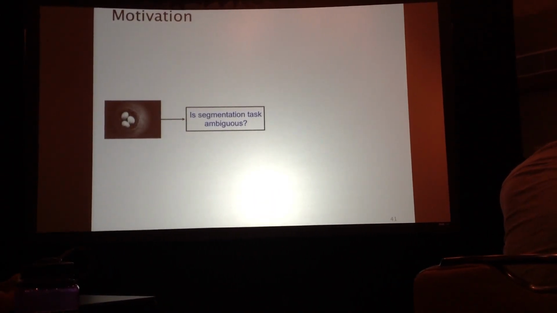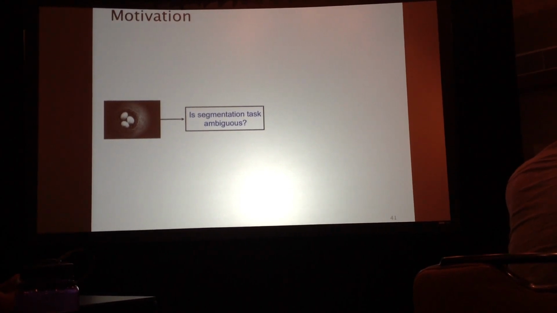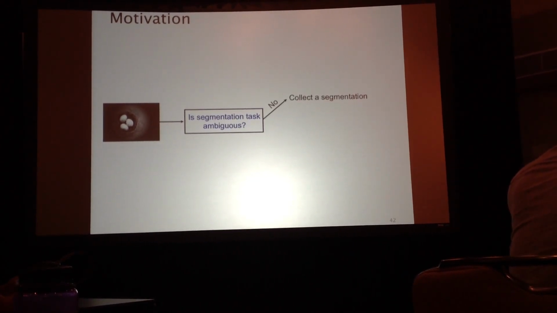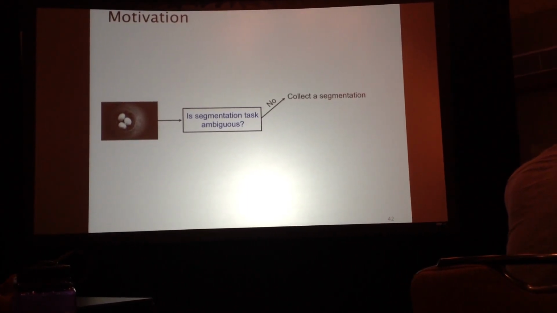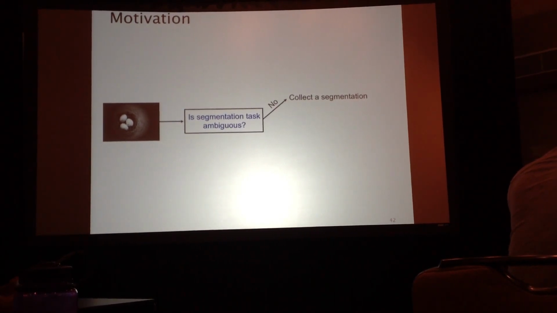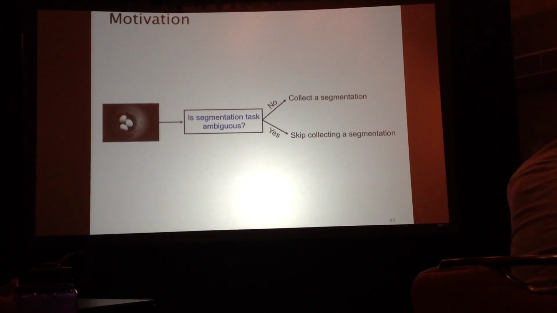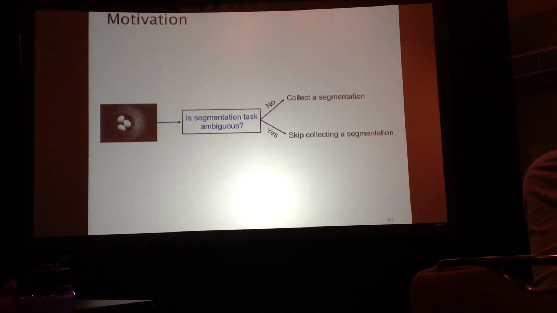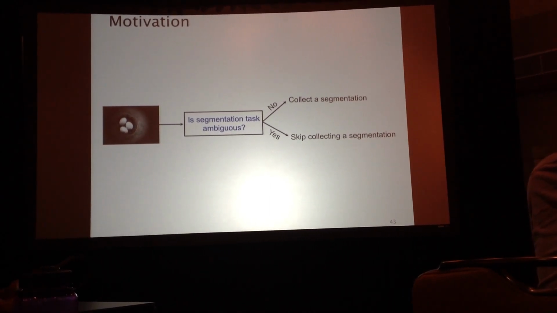Given an image, we can ask a very cheap question to the crowd. Is the segmentation task ambiguous? If the answer is no, go ahead and collect the segmentation, spending extra money and time. However, if the answer is yes, it's ambiguous, let's go ahead and skip collecting that segmentation. So this is the idea, and in fact, when we did this, our goal was to build a classifier to automatically predict this.